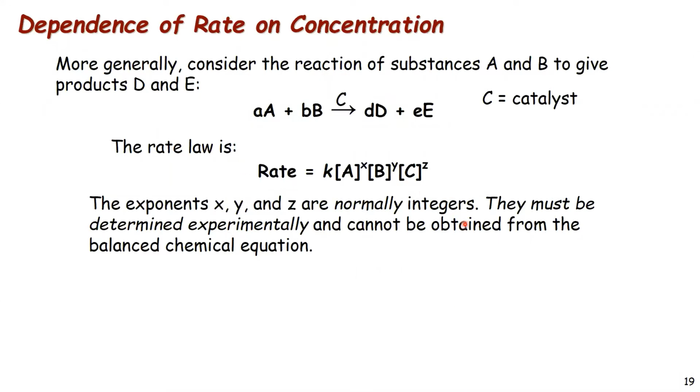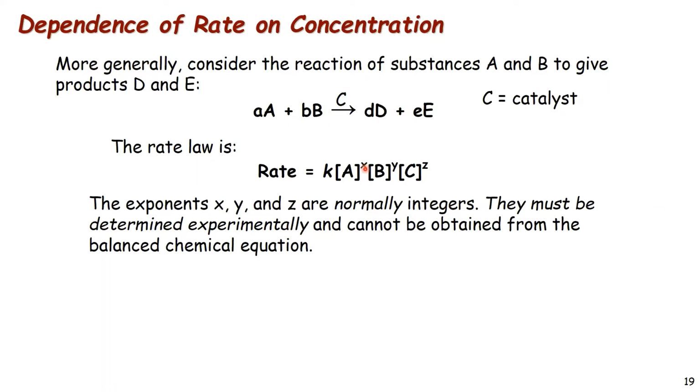Now, this is when we're going to do it experimentally. We could see that all we're going to have is the rate is equal to k, the rate constant, times the concentration of our reactants, in this case A and B, and the catalyst, C, if a catalyst is present. And then each are raised to some exponent, X, Y, and Z, which we're going to call orders. If it's 1, it's first order. If it's 2, it's second order. If it's 3, it's third order. If it's 0, it's 0th order.